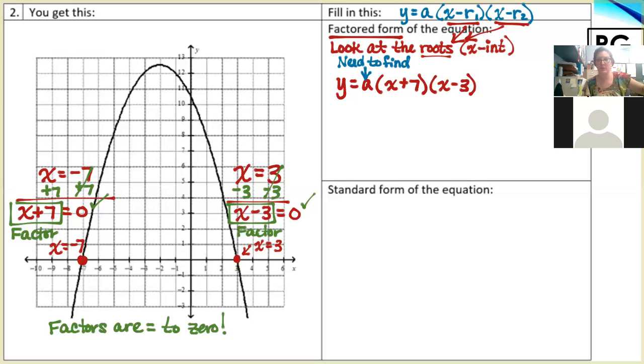I just can't use my two roots because I've already used those numbers as part of my factors. If I take either of those roots and substitute them in, I'm going to get 0 equals 0, which is true, but not helpful. So I want to find somewhere on this graph that it's crossing nicely. I see a couple places.